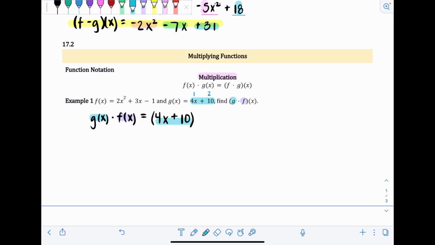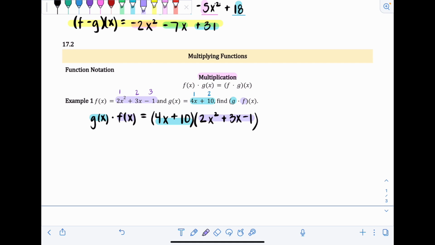And then it's going to get multiplied times f of x, which is 2x squared plus 3x minus 1. That definitely has more than one term, three terms, so we'll put f of x in parentheses as well. So it'd be 2x squared plus 3x minus 1 for f of x.